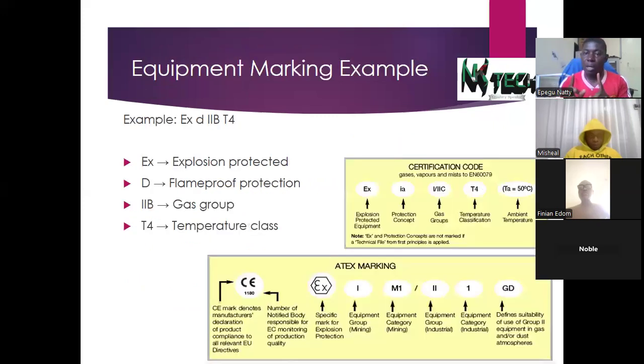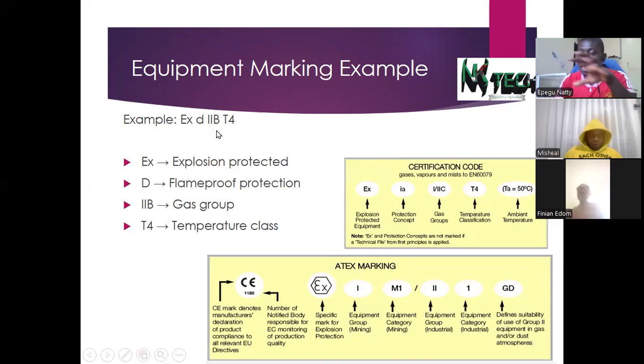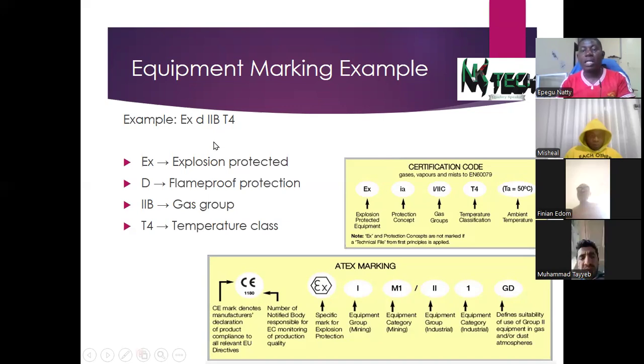But then let's look at one example. You see this example we have here, Ex d IIB T4. Now, if you look at this, you notice that we talked about IIB. That is your grouping of your gases. So IIB means what gas is located in that region. So you see that selection of the gas, understanding the type of gas or the vapor we have in that region is very important. It's part of the things that enable you to select your equipment.